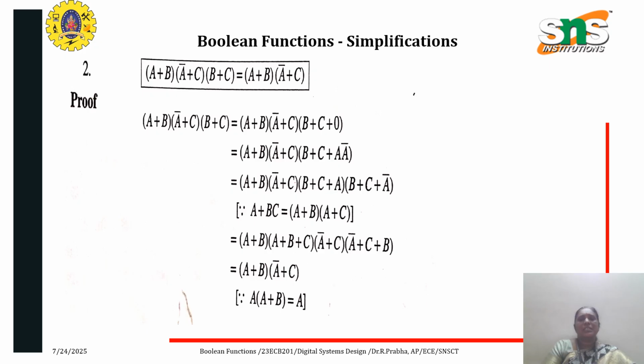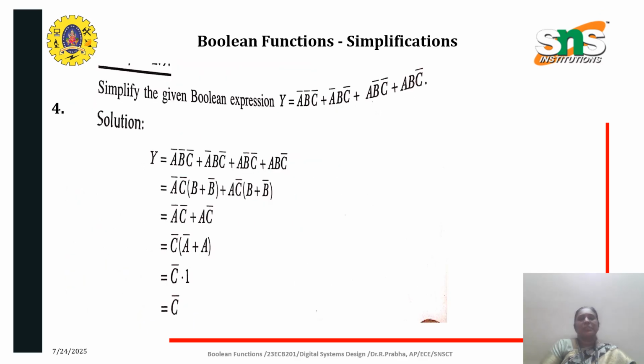In the third step, according to the distributive law, we can write B + C + AA' as (B + C + A)(B + C + A'). And similarly, in the last step, the like terms are combined and finally we get the result as (A + B)(A' + C). This is according to the absorption law, A(A + B) is equal to A.